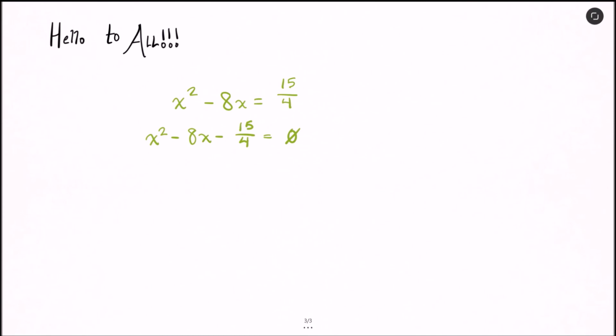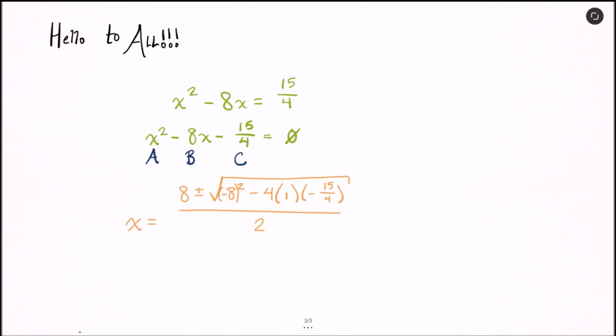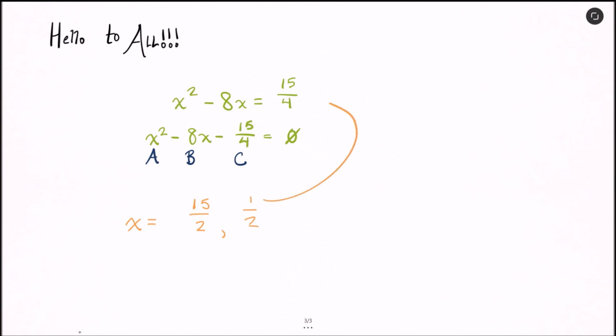In this case, a equals 1, b equals negative 8, and c equals negative 15 fourths. Plugging it into the equation and solving gets this. X equals 15 halves and x equals 1 halves. Once again, we have two solutions. And we can easily check this by plugging either value in to the original equation for x. And we see that it all checks out.